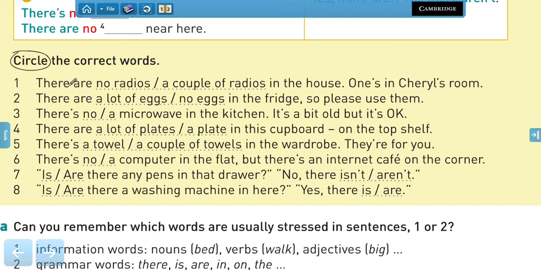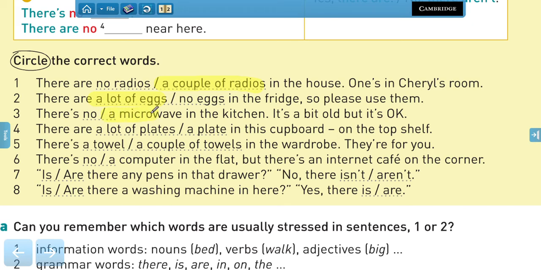We have number 1 says there are a couple of radios in the house, right? One is in Cheryl's room. So from this part of the sentence, we can assume that if there is one radio, there would be more than that, and it is not negative. Number 2, there are a lot of eggs in the fridge, so please use them. Again, if I'm telling you to use something, it's because it exists.